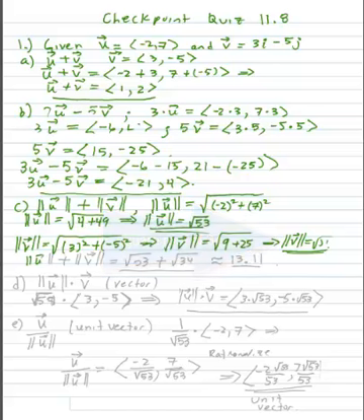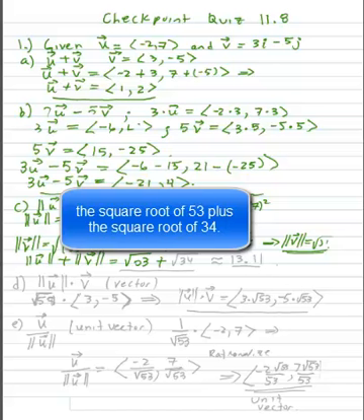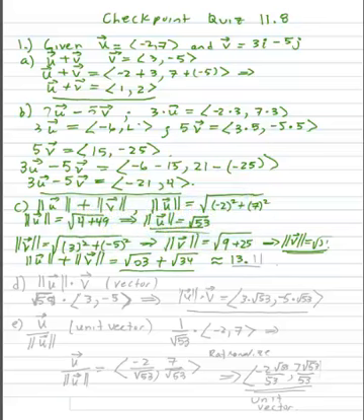The magnitude of u plus the magnitude of v is equal to the square root of 53 plus the square root of 34. Those are not like terms, so you won't be able to combine them unless you compute them as a decimal. If you compute that as a decimal, that's approximately 13.11.